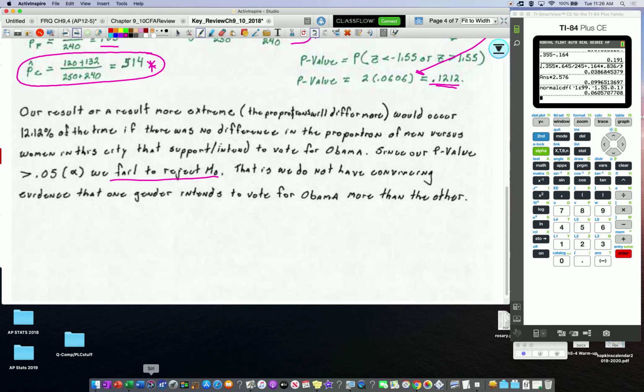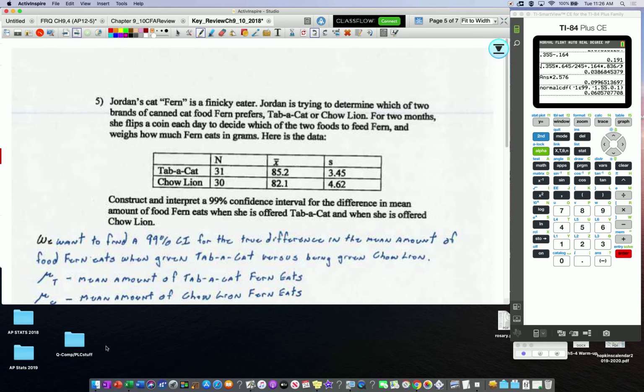Okay? All right. Woo! Two-thirds of the way done. Two more to go. All right, so Jordan's cat, Fern, is a finicky eater. Jordan is trying to determine which of the two brands of canned food Fern prefers, Tabbycat or Chow Lion. For two months, she flips a coin each day and decides which of the two foods to feed Fern, and weighs how much Fern eats in grams.